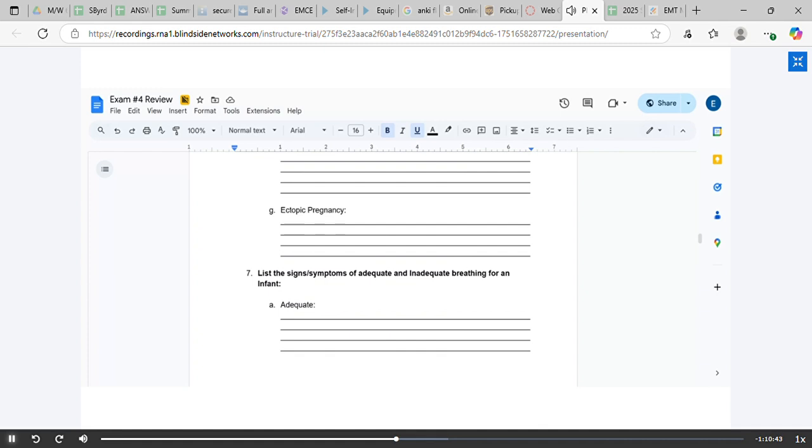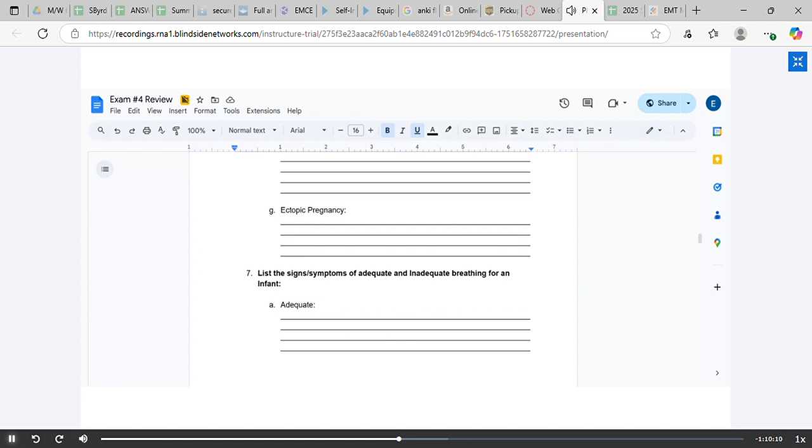And if it ruptures, then she's going to have signs of shock. Okay, she's going to be cool and clammy with signs of shock. Okay, so tachycardia, hypotension, that kind of thing. And ectopic pregnancy, remember, this is a first trimester emergency. Your placenta previa, abruptio placenta are normally in the latter part of your pregnancy. Your eclampsia and preeclampsia are in your third trimester, absolutely in your third. And then your ectopic is in your first.